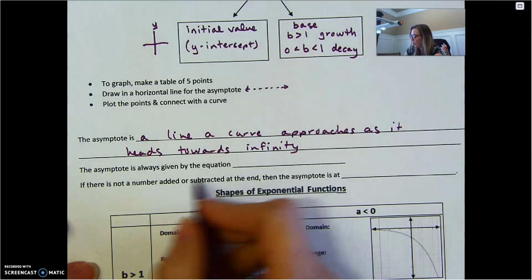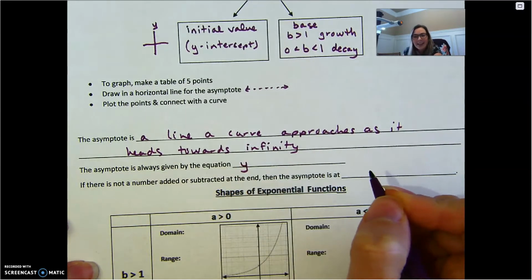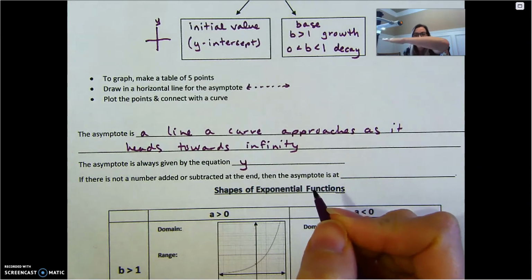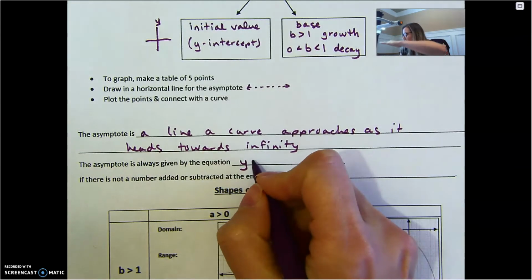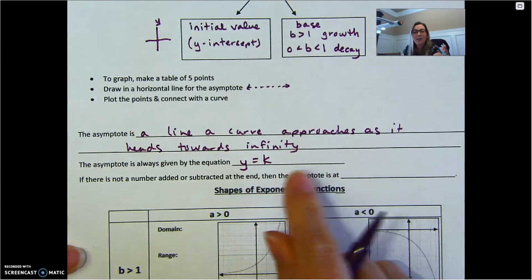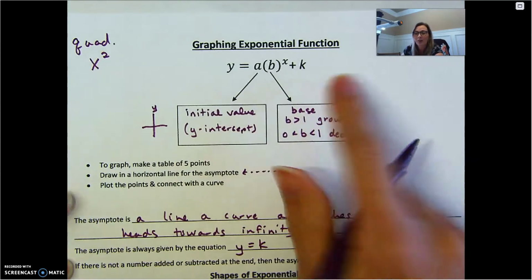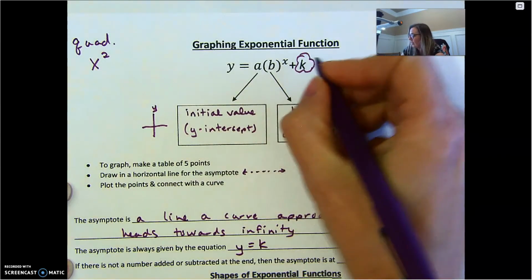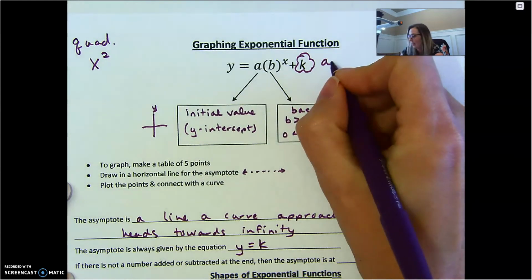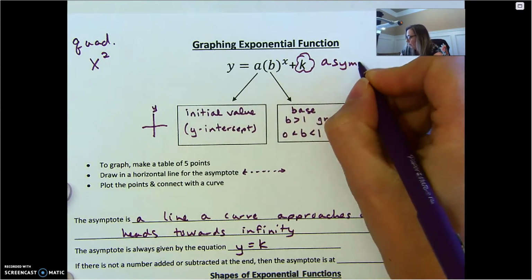The asymptote is always given by the equation y, because it's a flat line going through the y-axis, horizontal line. So it's going to be y equals k. So that's where k up here comes into play, right? This is going to tell us where that invisible fence is, aka the asymptote.